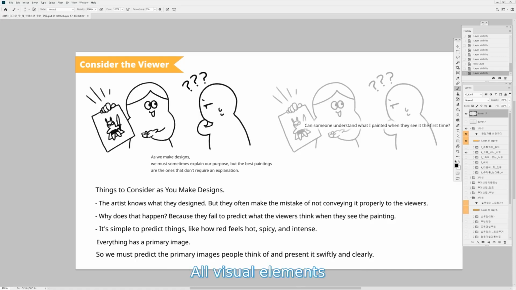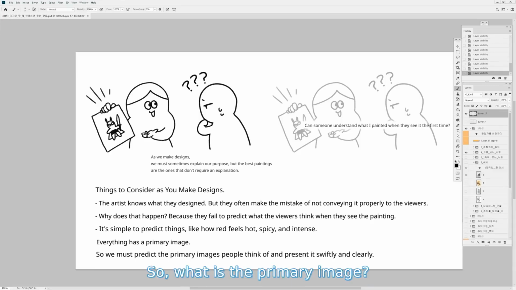All visual elements remind us of a primary image. Everything has a primary image. I call this the primary image here, but it's a word I made up, so I don't know if it actually exists. Anyway, that's what I'm calling it in my class, so please remember it. So what is the primary image? Let's see it together with the following examples.